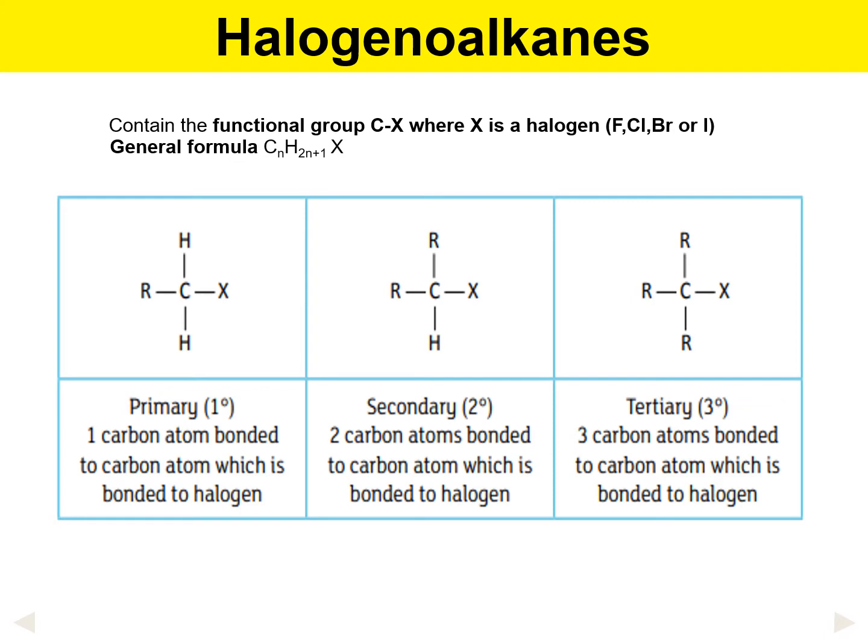Halogenalkanes can be classified as one of the following based on the other atoms bonded to the carbon atom to which the halogen is bonded. If there is only one carbon atom bonded, it is a primary halogenalkane. If it has two carbon atoms bonded, it is a secondary. And if it has three carbon atoms bonded to the carbon atom, which is bonded to the halogen, it is a tertiary halogenalkane.